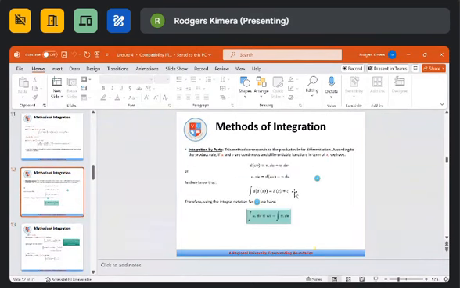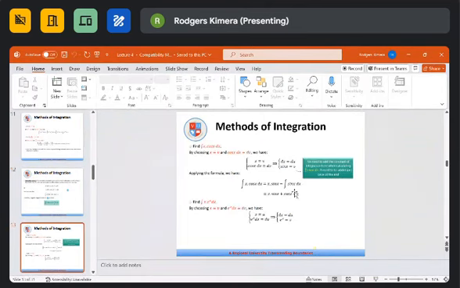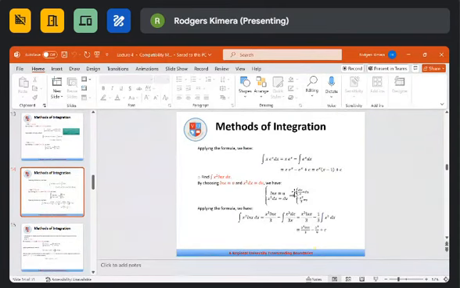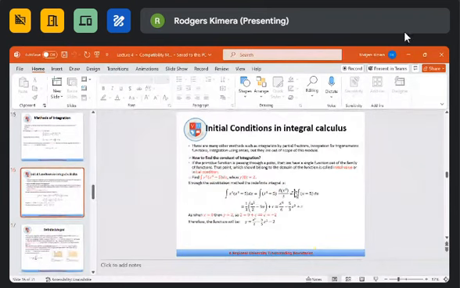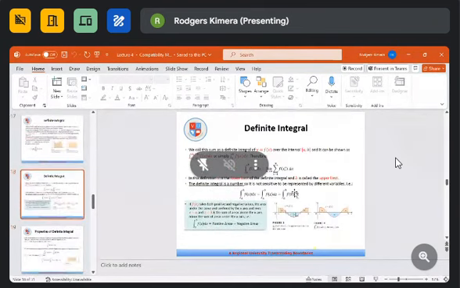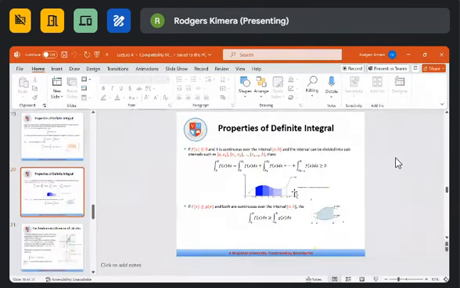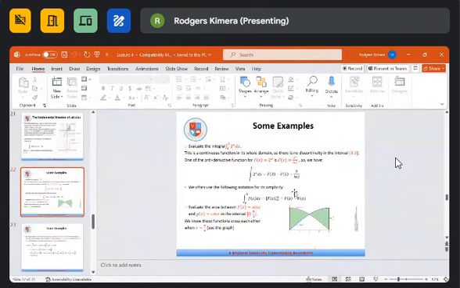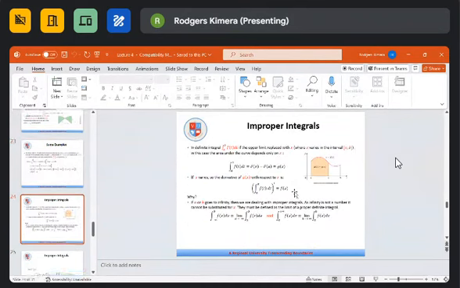Integration by parts. The general expression is given. And then the other examples are given as well. We have another example. Definite integrals are also given here. We have some examples as well and more explanation about what they are. We have an example here as well. You can look at it.